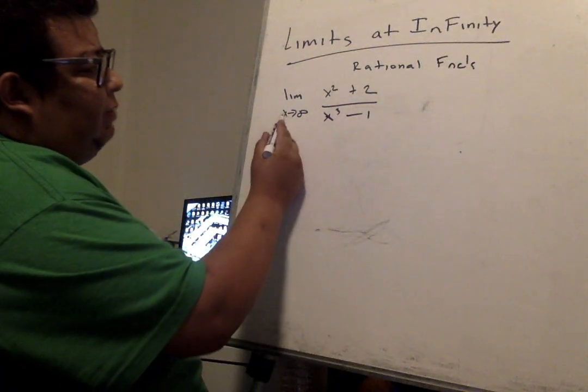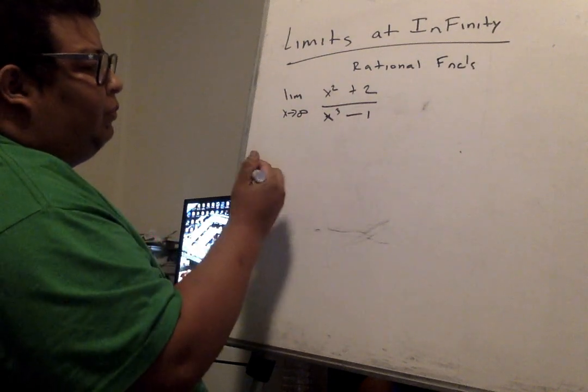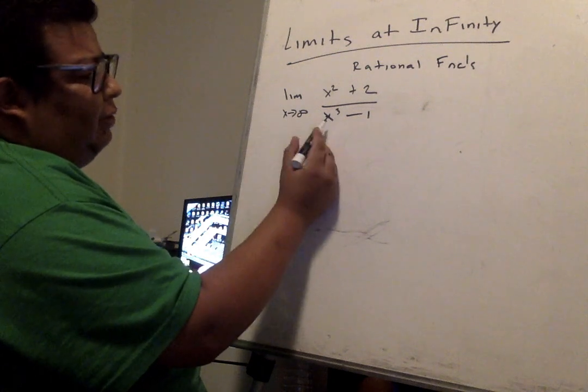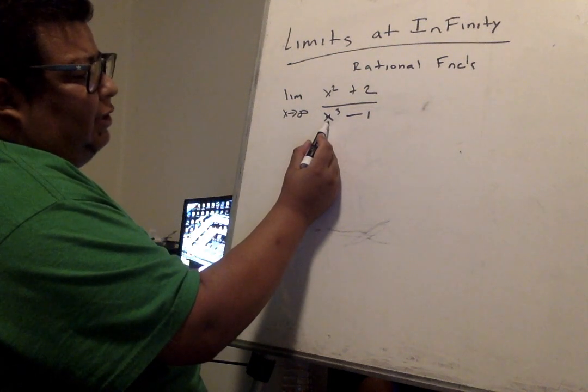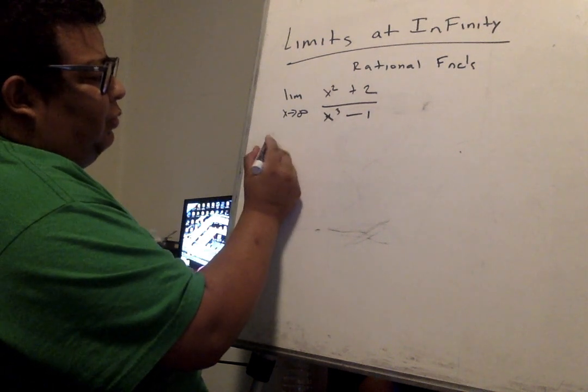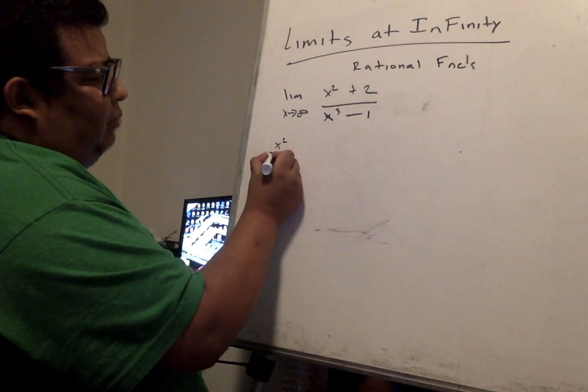So we said that the limit as x approaches infinity of x squared plus 2 over x cubed minus 1. So we're going to do a little work first. The way we're going to do this one is we're going to divide by the highest degree term. So in this case it's x cubed. So the way we do it is like this. We divide everywhere by x cubed.